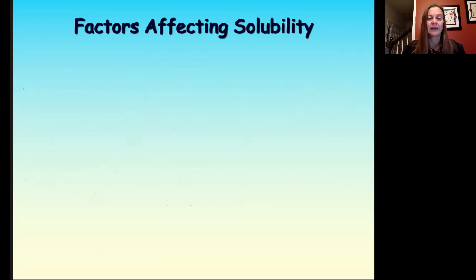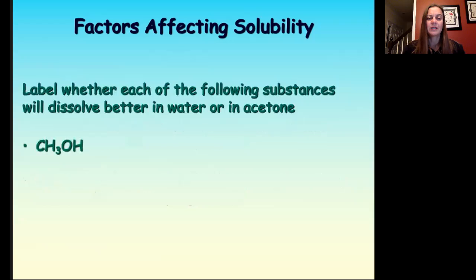So let's take a quick look at an example. We want to label whether each of these following substances will dissolve better in water or in acetone. The first thing we have is methanol, which is CH3OH. Because we have a hydrogen attached to an oxygen, this molecule is going to have hydrogen bonding, which means it's going to have very similar intermolecular forces to water. So it's going to dissolve better in water. Sodium chloride, here we have an ionic compound that's always going to dissolve better in a polar substance. So an ionic compound like sodium chloride is going to dissolve better in water.